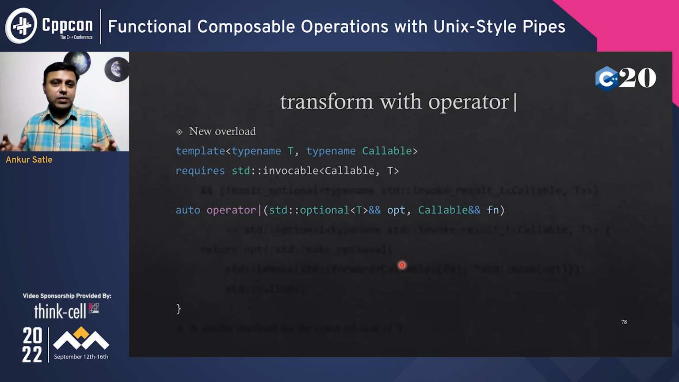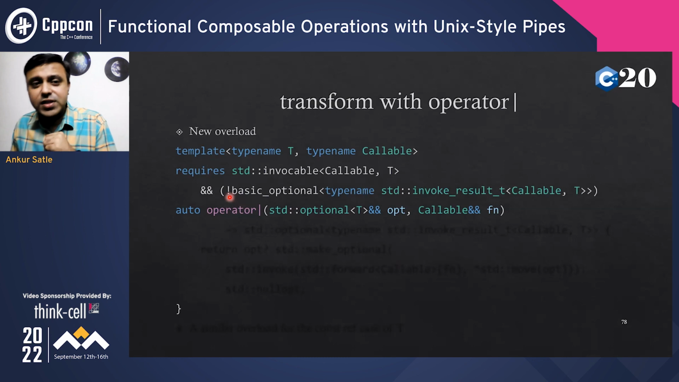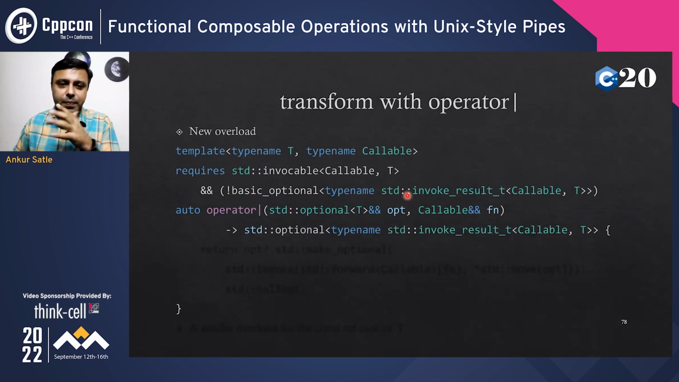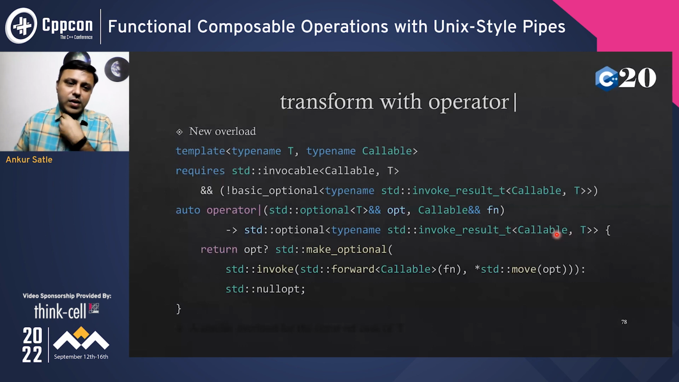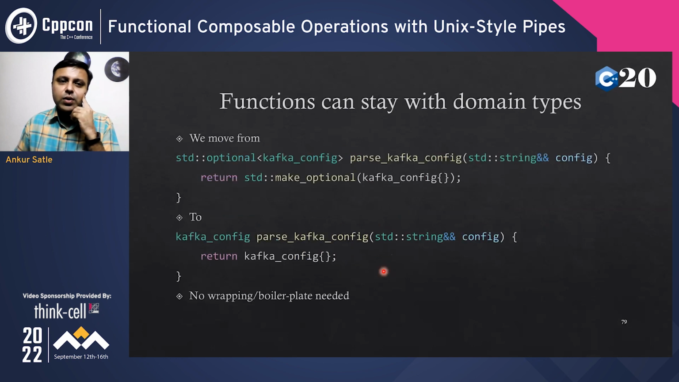So as you see, that transform also can be implemented with operator pipe. So here we have basic optional as the result of the callable. Oh, sorry, I'm sorry. There is a not there. So this is supposed to be returning something which is not an optional. So it is not an optional of any type. Okay, and we return an optional of the type that the callable returns. Okay, and so the implementation is pretty straightforward. We invoke the function and return the optional. Okay, and similarly, you can guess what the overload for constref looks like.